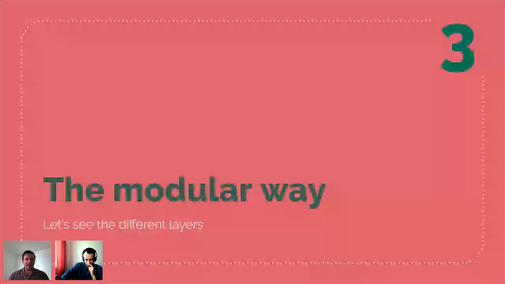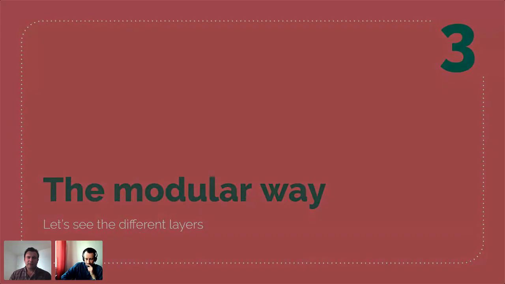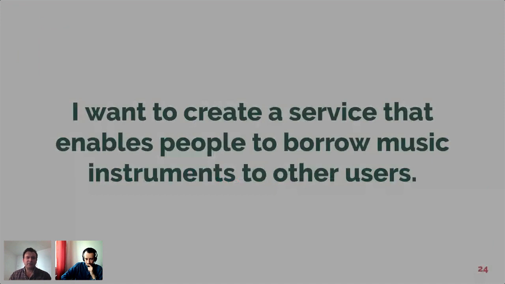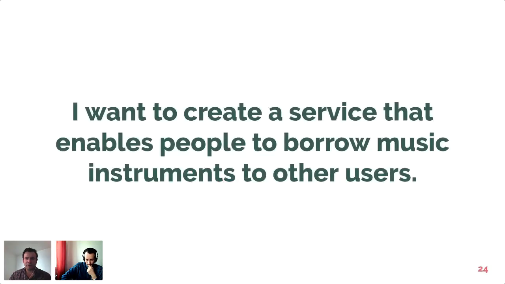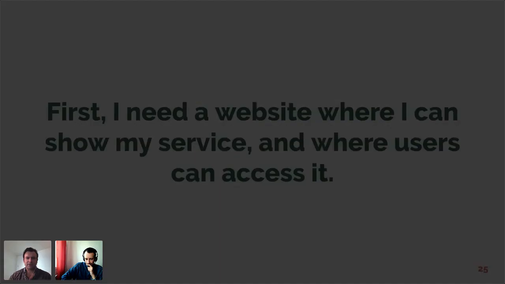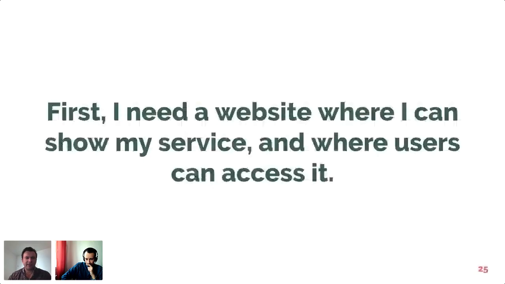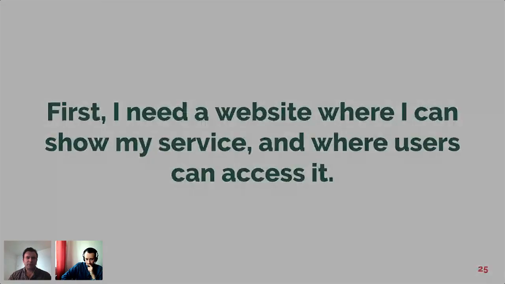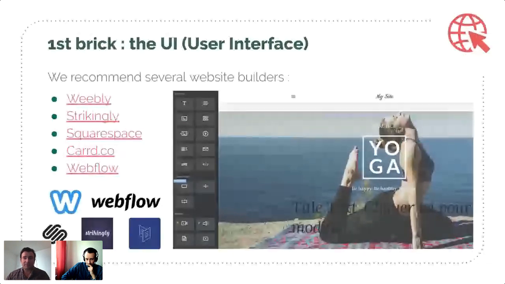And the modular way, so the Legos, different bricks. Let's imagine, to illustrate it, that I want to create a service that enables people to borrow music instruments from other users. For example, I know one of our people here is a musician. He wants to borrow music instruments from other users. First, I need a website where I can show my service and where users can access it. That's what we call the UI, the user interface. People need to access my website.